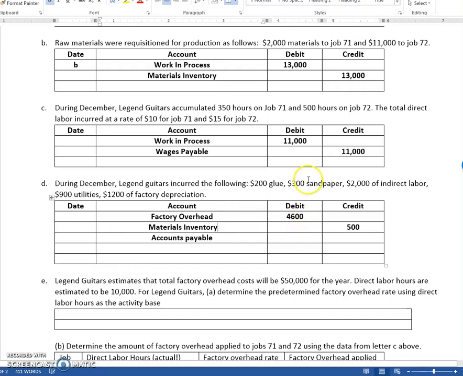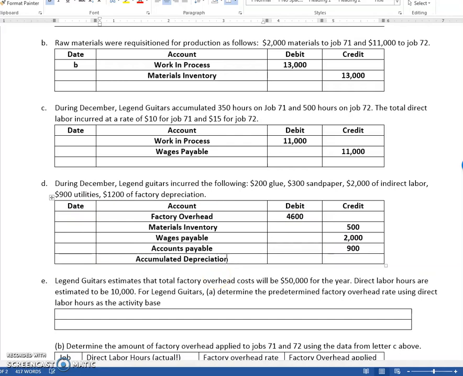Alright, so now we're going to look and see what we credit this to. Well, the glue and sandpaper came from our raw materials inventory, so we need to take it out of our materials inventory because we're now placing it in the factory overhead. And then our indirect labor needs to go to wages payable, because we're going to pay those people, and so that's $2,000. Our utilities will go to accounts payable for $900.